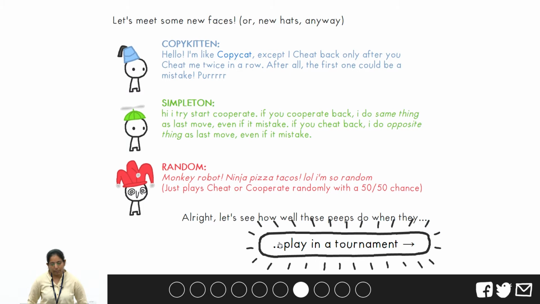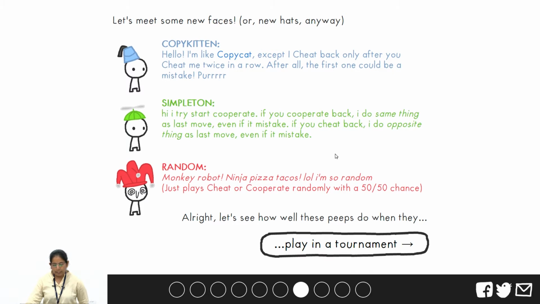Simpleton is another variant where you start off by cooperating, and it just repeats the last move even if the move was made in error. So if you cooperate, I do the same thing as the last move even if it's a mistake. If you cheat back, I do the opposite thing as the last move even if it's a mistake. This can be a little confusing to parse in the first shot, and right now I'm not even going to ask you to worry about it, but in the rest of the simulation there are more examples that you can walk through that build up some intuition around the behavior of copy kitten and simpleton.